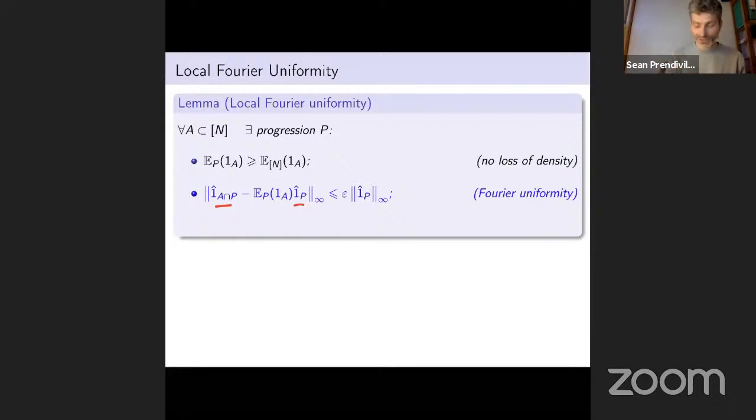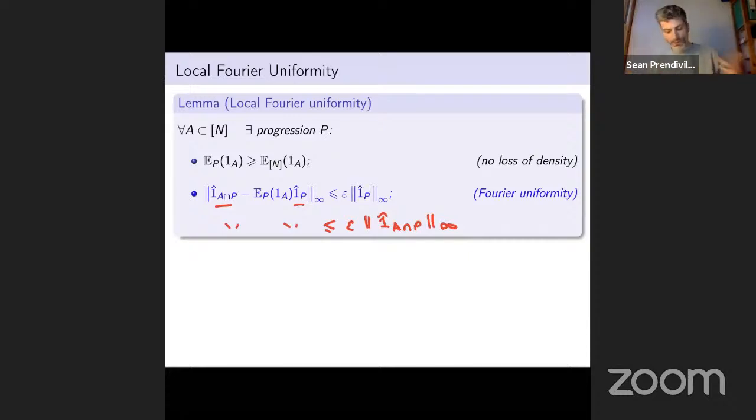Now, the keen-eyed amongst you will notice this isn't actually the definition of Fourier uniformity on a set that I've, for instance, written in the notes. This is actually a weaker notion of Fourier uniformity. And the difference is, if you wanted to define Fourier uniformity as I have in the notes, it would be that this expression is at most an epsilon fraction of the Fourier transform of A intersect P. Okay? So there's a difference between these two statements.